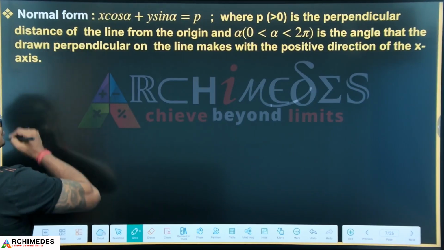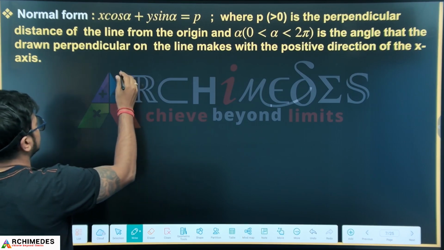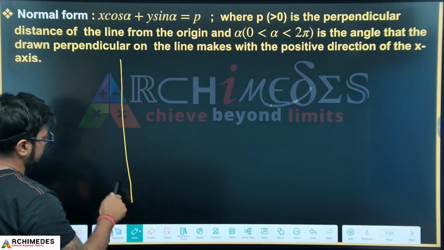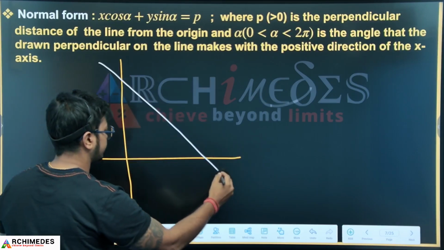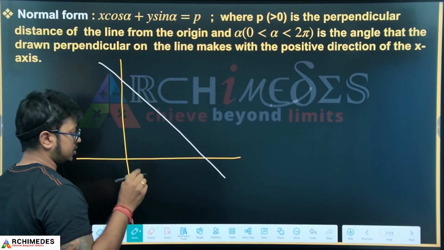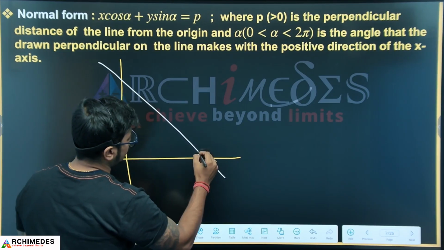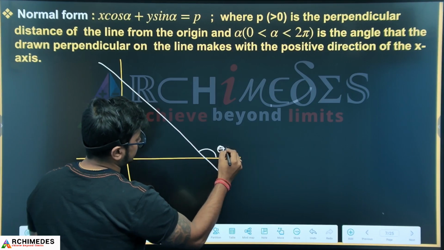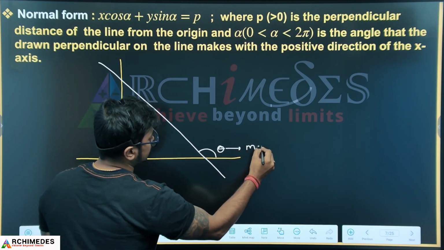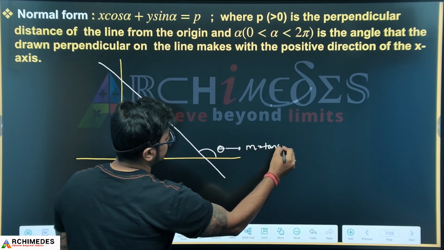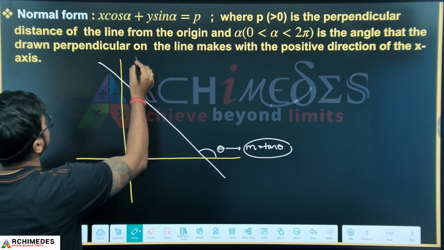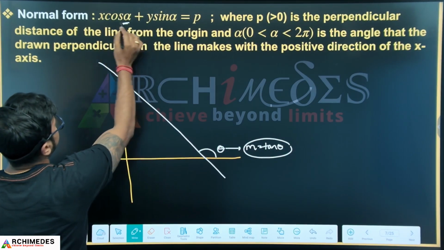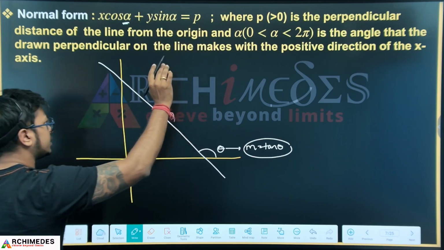Next, now here comes the normal form. First I'll draw the diagram. Look over. Suppose this is the line. Now listen carefully. Suppose this is theta. Theta is the inclination, where m is equal to tan theta. Clear? But now here, this alpha: x cos alpha plus y sin alpha equals p. Clear? I'll explain later.